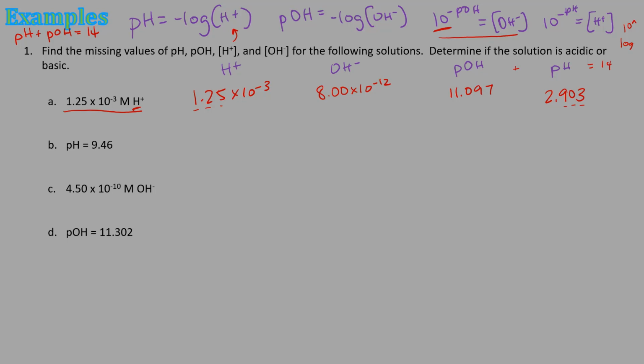So B has a pH of 9.46. So I'm going to go ahead and put that over here. And so my pOH is going to be 4.54. And then I'm going to calculate my hydrogen ion by using this equation over here on the right side. I'm going to plug in my pH right here to get out my hydrogen concentration. So 10 to the negative pH is equal to 3.5 times 10 to the negative 10.